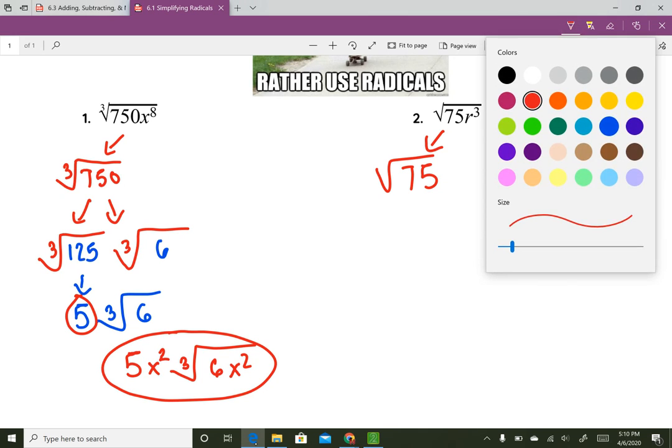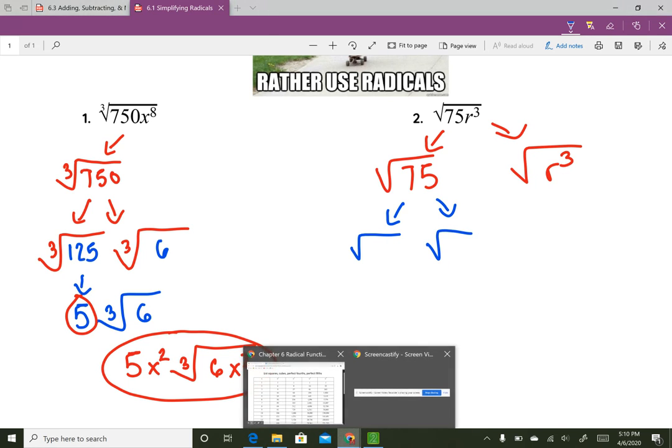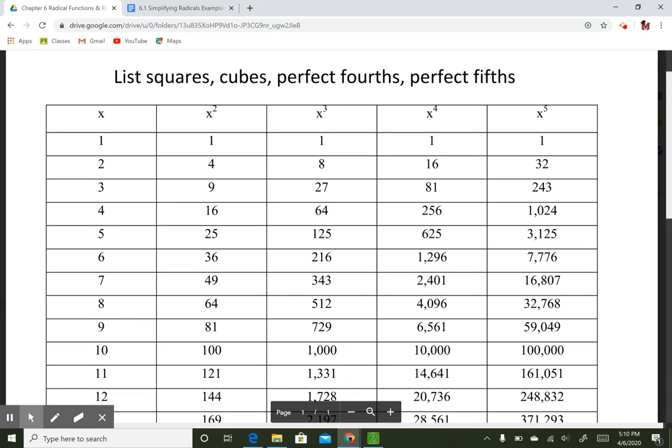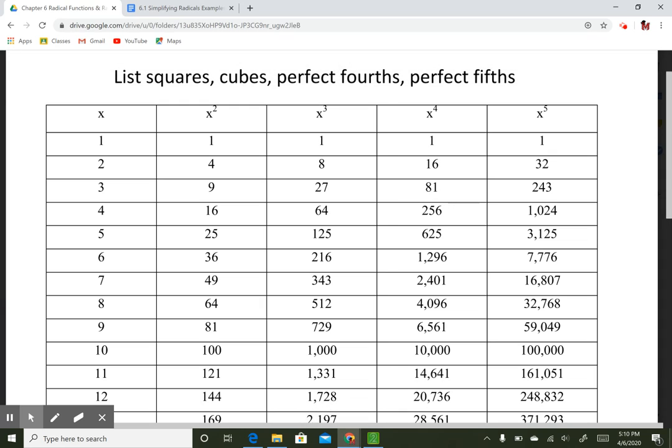Now, same process that we did with the cubes. We take this, split it up into the square root of something, square root of something. One of those somethings has to be a perfect square, and one of them cannot be a perfect square. So looking at this list, which one of these numbers goes into 75? Well, it can't be 100, can't be 81, can't be 64, can't be 49, 36. Well, wait a minute, 25 is looking pretty good. Why don't we try that one?